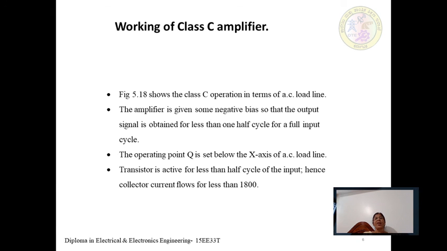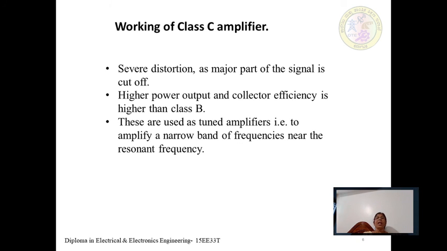These are the classification and working of class A and class B amplifiers. In the class C amplifier there is severe distortion, and the operating point is shifted to the fourth quadrant, so the signal is not properly amplified. But of course it gives higher power output, and the collector efficiency is higher than class B. Class A has lower efficiency and lower amplification, about 35% efficiency. Class B has 65% efficiency, and class C more than 65%. These are used for tuning amplifiers. We use these amplifiers for tuning.